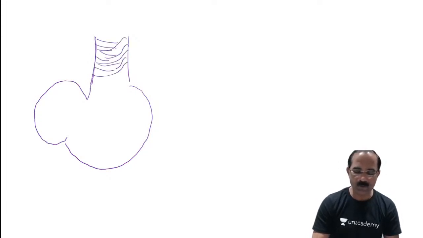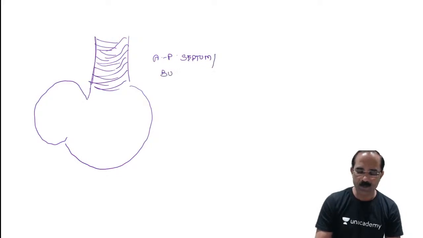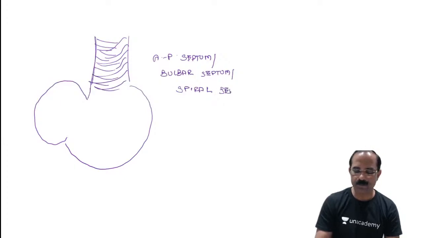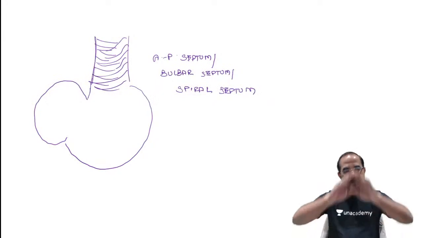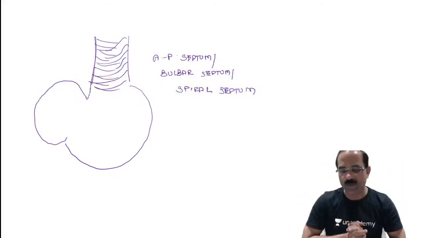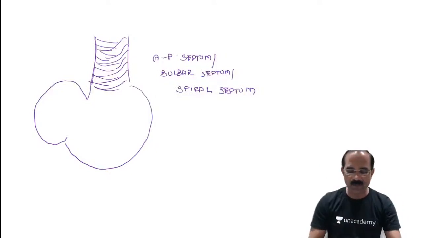What is this septum known as? This septum is known as the aorticopulmonary septum. This is also known as the bulbar septum, or this is also known as the spiral septum. Okay, so where is this septum formed? This septum is formed in the truncus arteriosus, students. And this septum is going to divide the truncus arteriosus.